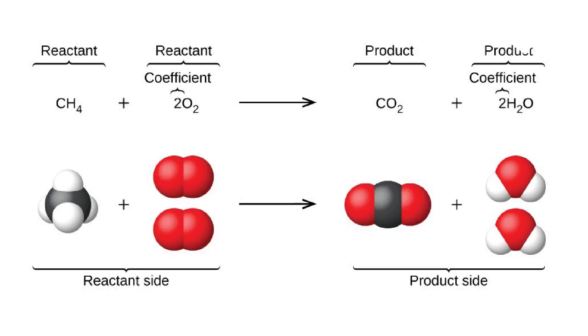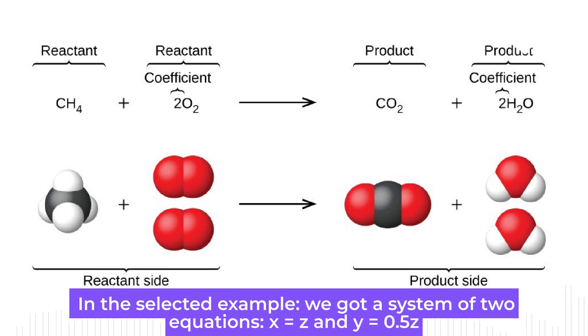Step 3. Calculate the number of equations, the number of substances, the number of unknowns, and the number of elements. In the selected example, we got a system of two equations: x equals z and y equals 0.5z.